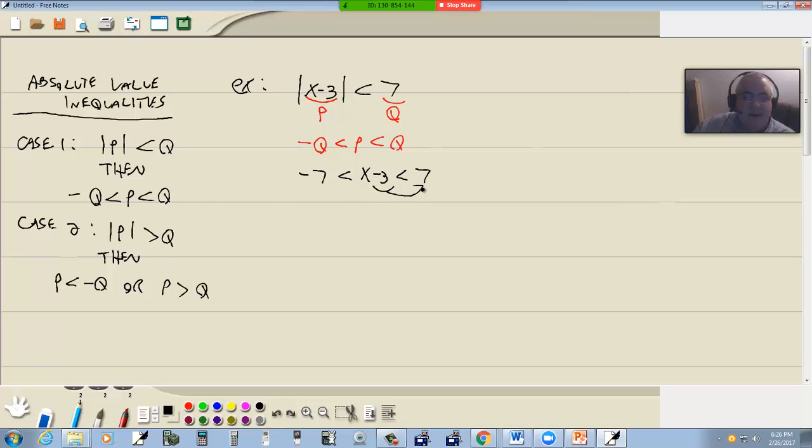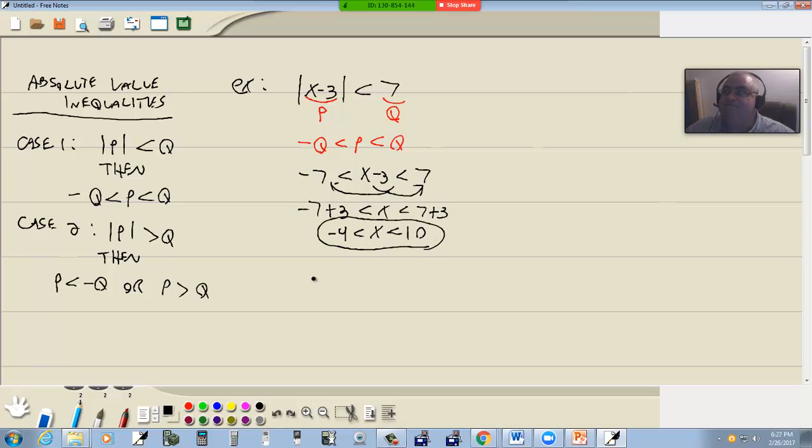Take negative 3 over to the other two sides. So we'd have negative 7 plus 3 is less than x is less than 7 plus 3. Which gives us negative 4 is less than x is less than 10. And that would be our answer. There's lots of different forms, set builder, interval, graph. No time to cover those, but you'll see them in the video.